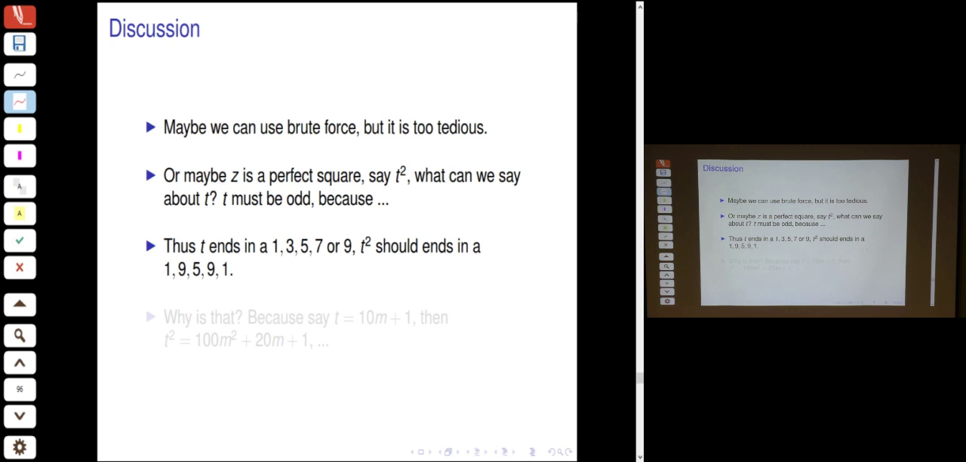If t ends with 7, 7 squared is 49. The last digit is 9. Right? And 9 squared is 81, which gives you 1. So if t ends with 1, 3, 5, 7, 9, t squared should end like this. Okay?